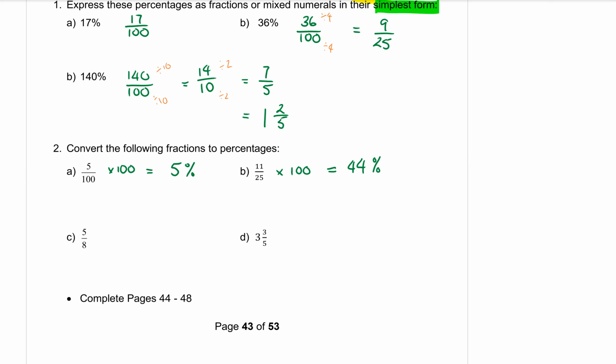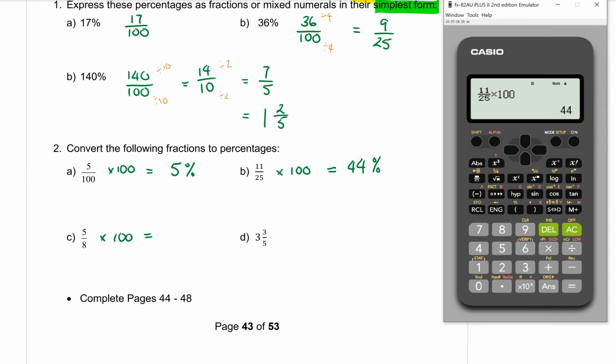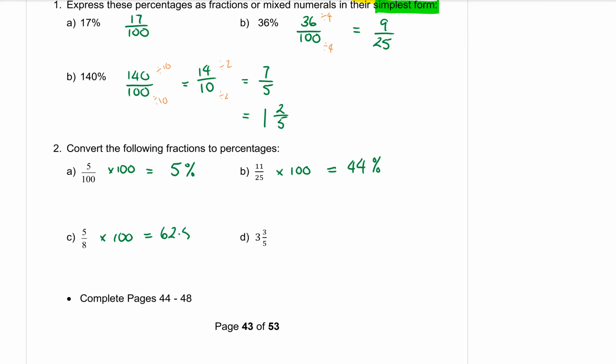Part C, same thing. If it's a fraction and I want to make it a percentage, I multiply it by 100. And I'm going to type that in my calculator. 5 over 8. And times that by 100. Okay, now that is an improper fraction. I'm going to press my SD button because a decimal would make more sense for this. 62.5%. Or you could have gone 62 and a half if you prefer. They mean the same thing.